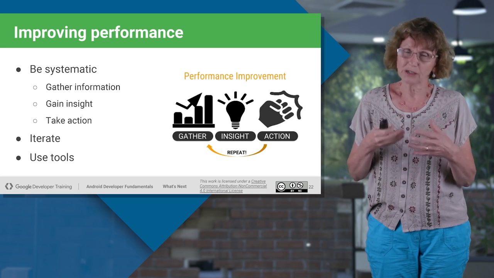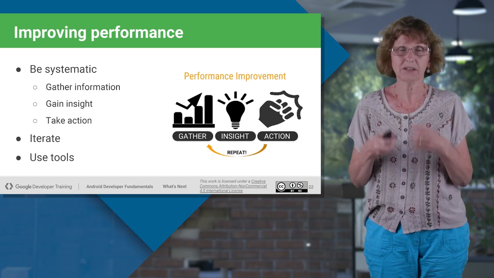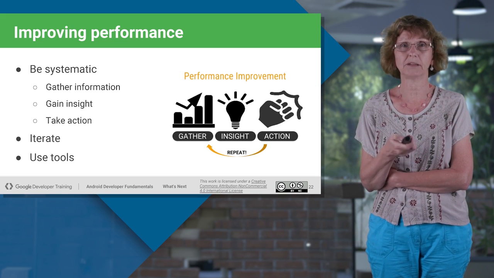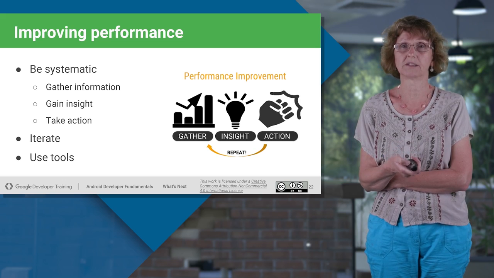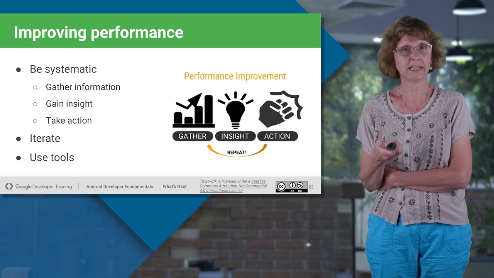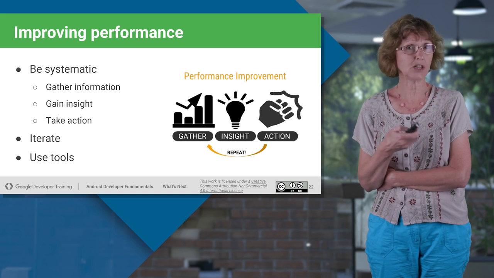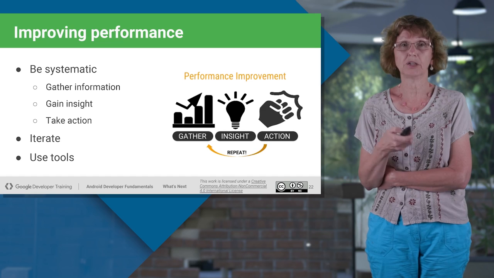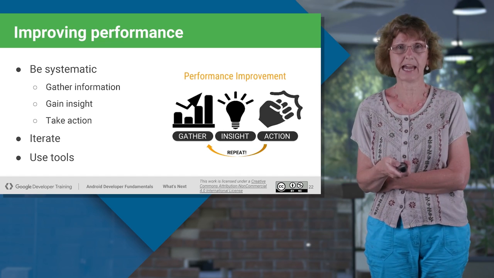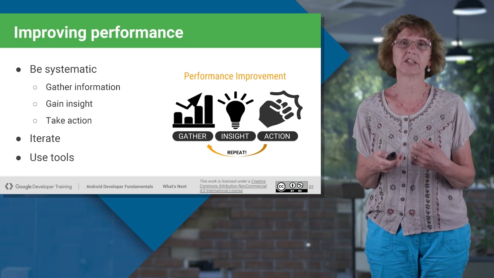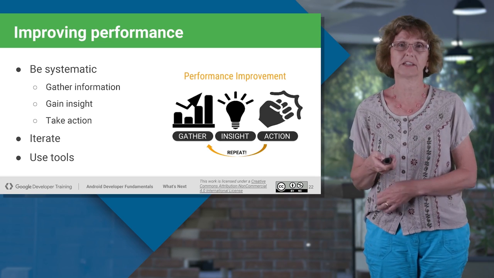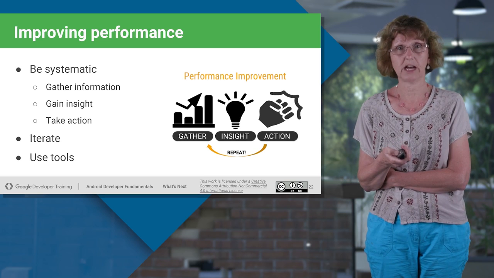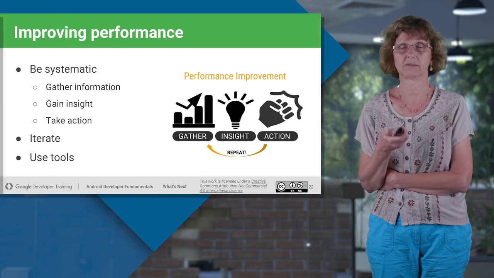So, when you slow down a bit, you've gotten over the excitement of the initial thrill of building your app, you need to go back and examine your app and be systematic about how to improve performance. Gather information, gain insight. It's one thing to get the information about, this view took too long to display, but you need to figure out how and why, and you need to take action. And you need to keep doing that until your app is as smooth and as fast as it possibly can be. And actually, Android has a lot of tools to help you analyze performance.